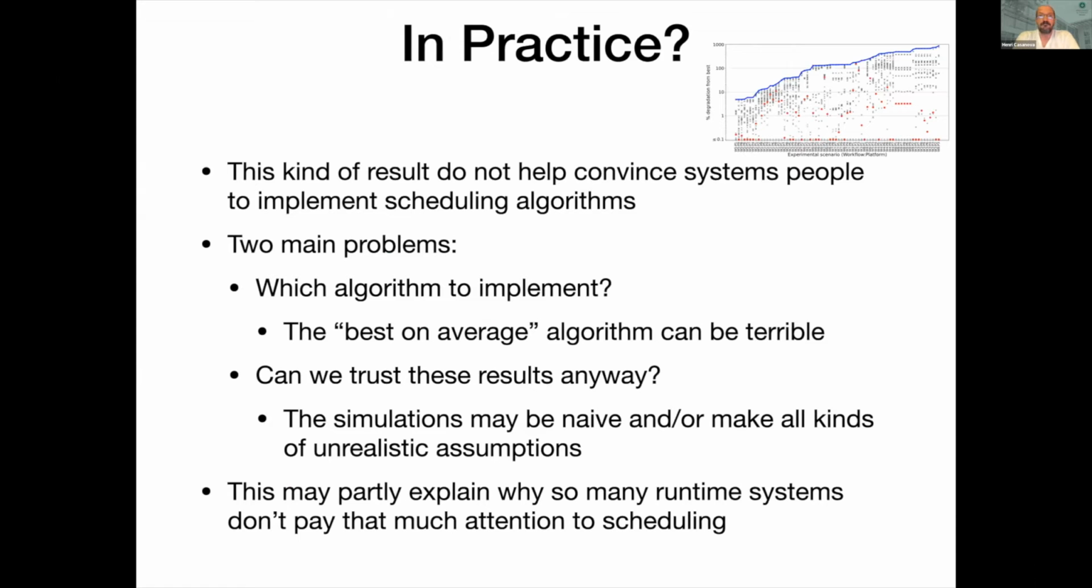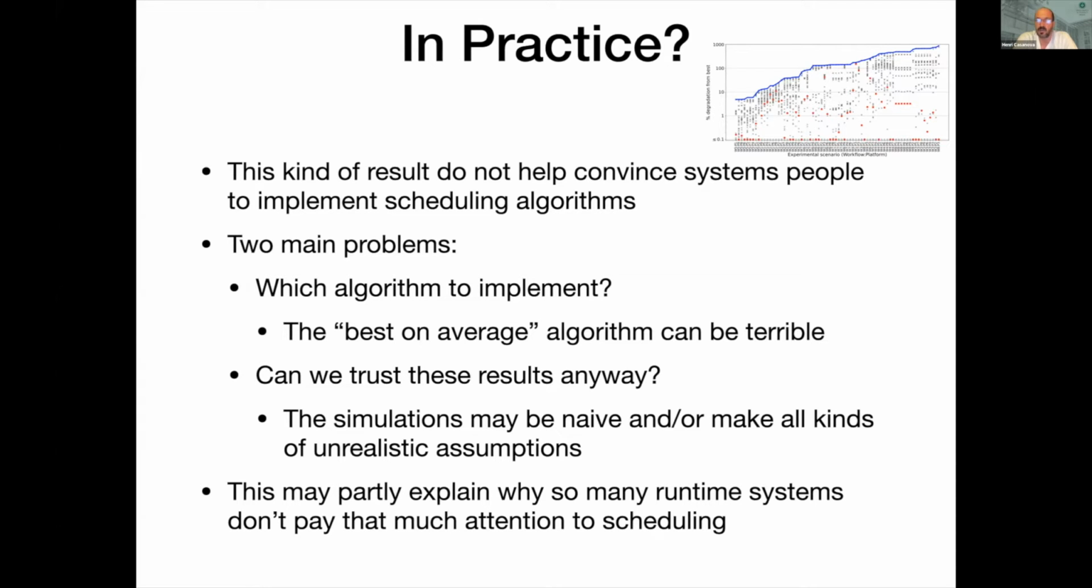And so the question is, does this help practice in any way at all? And what we think we hear from the systems people is that this kind of result really does not help convince them to implement scheduling algorithms. Right? There are 2 big problems. Which algorithm to pick. I mean, the red one is the best on average, but in some cases it can be really poor. Right? So that's one thing, which one to pick. And that's only out of 36.